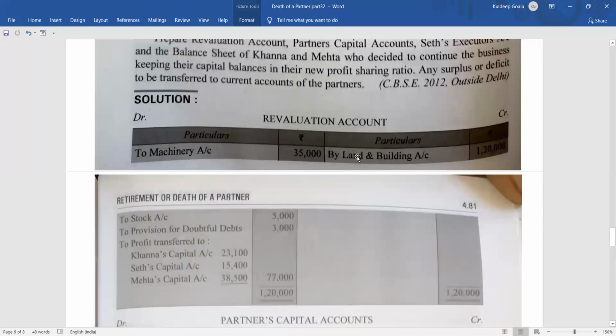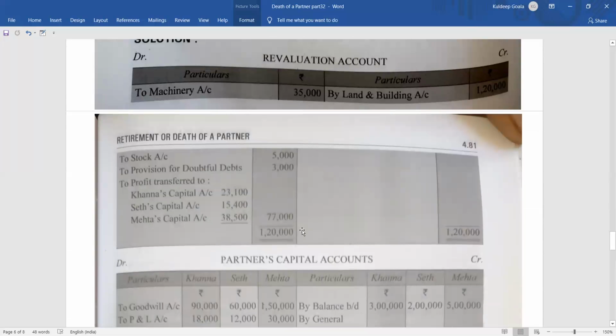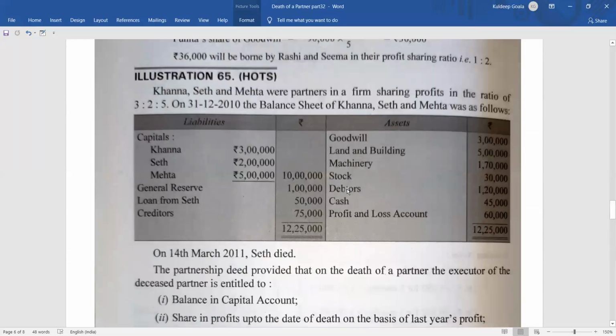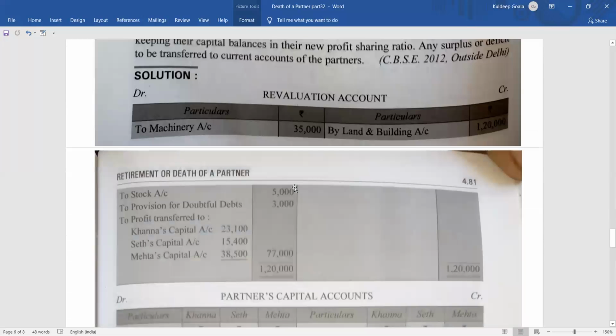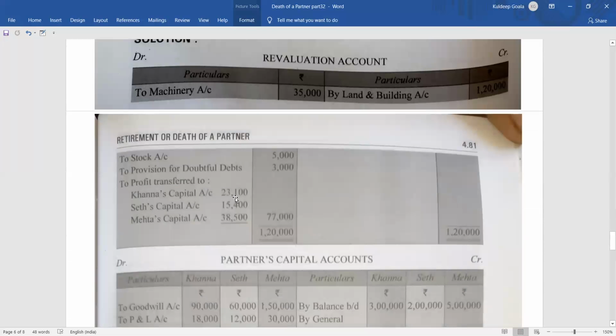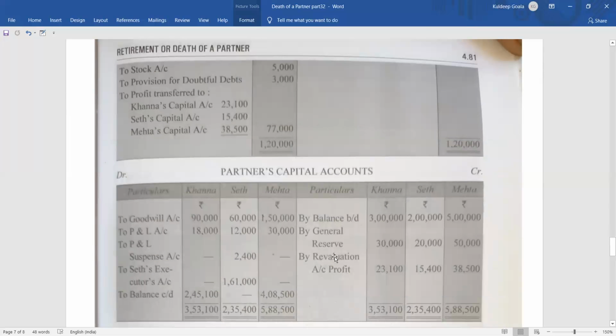There's nothing else left. So we'll do the balancing and we can see that there is a revaluation profit of 77,000 and it has been transferred to the partners' capital in the ratio 3:2:5. So two partners' capital accounts, Khanna is going to get 23,100, Seth is going to get 15,400 and Mehta is going to get 38,500. So this will come in the capital account as by revaluation account, in the bracket you can put profit 23,100, 15,400, and 38,500.